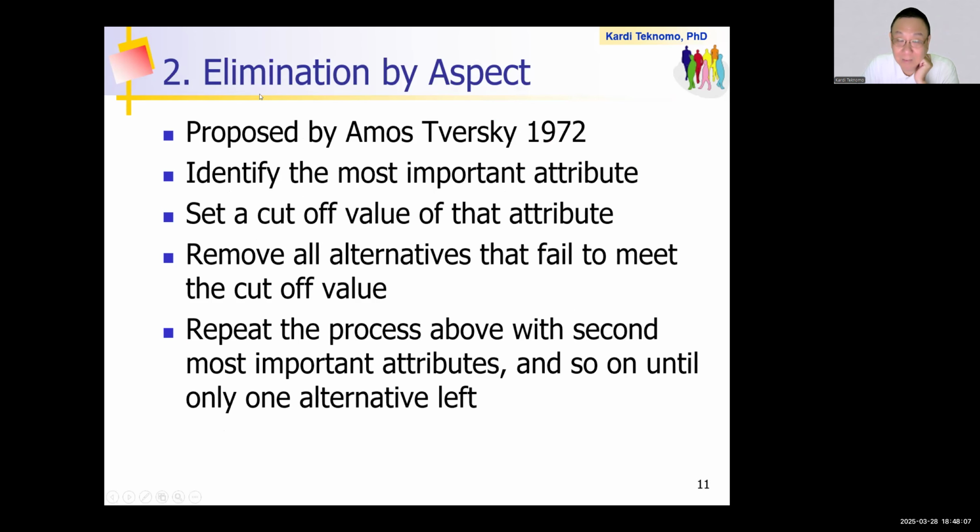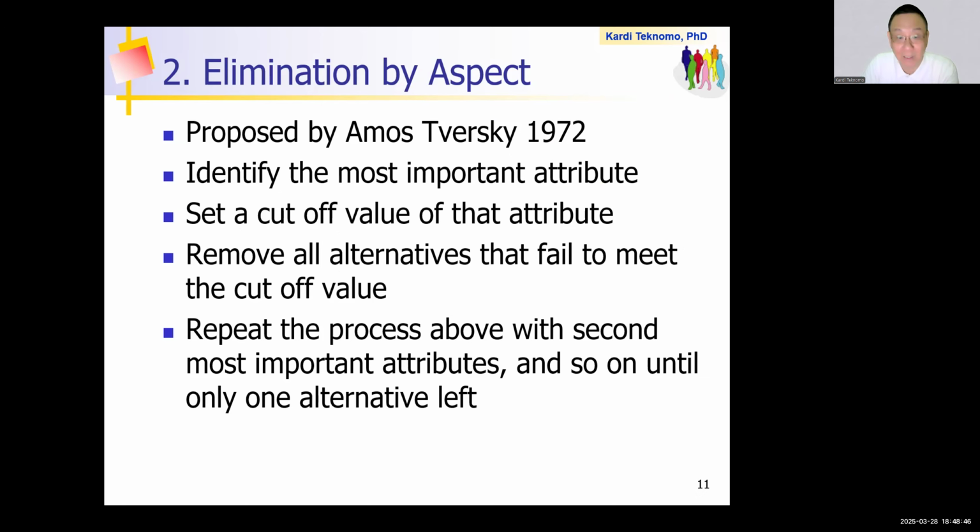The second strategy is called elimination by aspect. This was proposed in 1972 by Amos Tversky. So how do you do it? The difference from the earlier one, you can start to see. You identify again the most important attribute. The difference is now you set up a cutoff value on that attribute. So in EBA, elimination by aspect, you remove all the alternatives that fail to meet the cutoff value. And then you repeat the process with the second most important attribute and so on, until only one alternative is left.